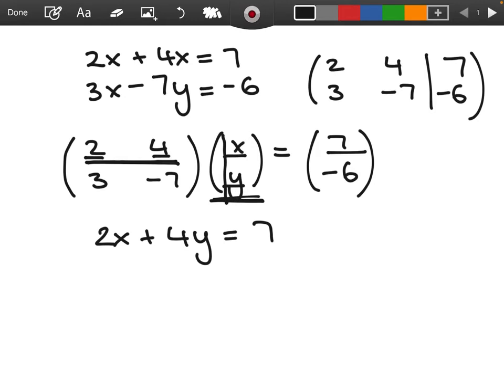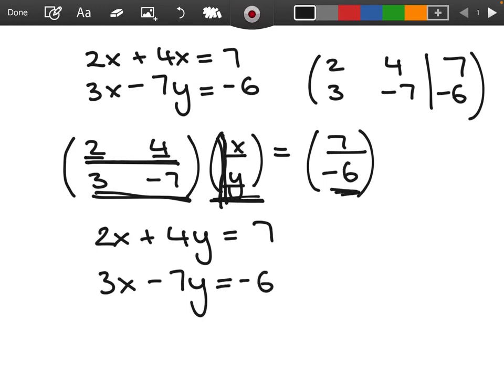I've exhausted columns here, so now I don't have anything else to multiply this row by. So I go to my next row. I do row times column, do the dot product. So that gives me 3x minus 7y, and I've done second row times first column, which gives me the second entry in my resulting matrix.